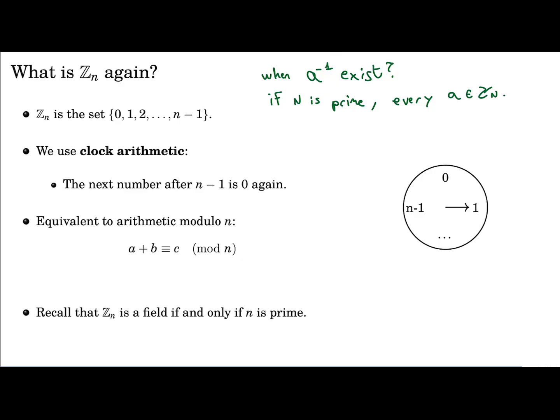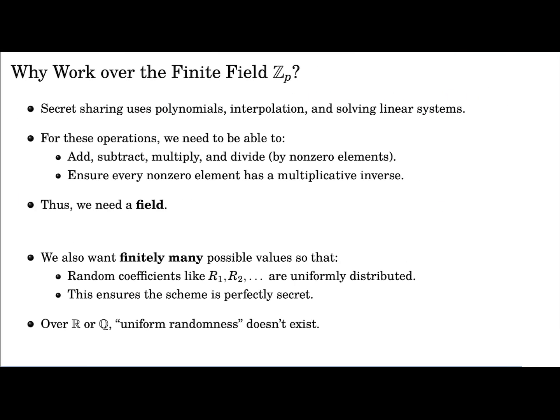And so why work over the finite field Z_p? So like we said, we need to solve linear systems. To be able to do that, we need to add, subtract, multiply, and divide by non-zero elements. And so we need to have that every non-zero element has an inverse. And this is what's called a field. Like I said, we have this in a previous lecture in the slides. And so that's the reason that we work in Z_p.